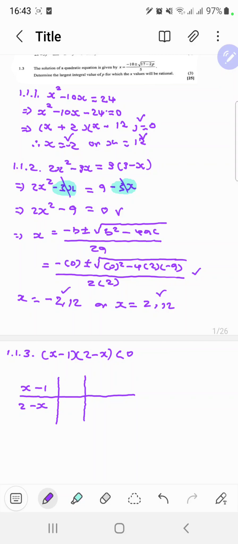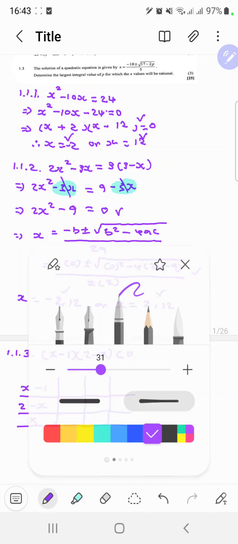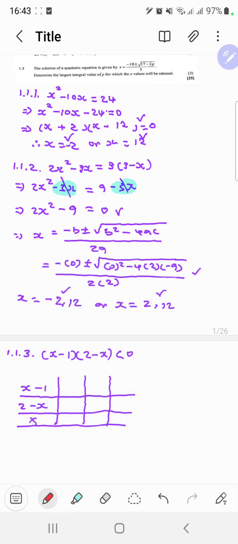And then of course we get the critical values and put them in ascending order. And then we get the product of those brackets. So here we have the product. Let's just choose another pen so that we can work it out nicely. Now if we look for critical values here, we're going to get 1 and 2. You always put them in ascending order. This is when you equate this bracket to 0 and you solve for x, and then you equate this one to 0 and you solve for x.